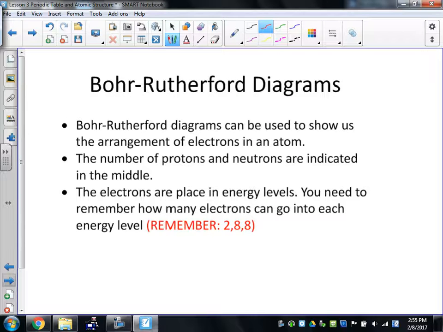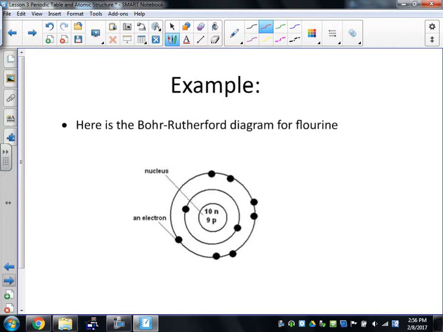All right. So let's see. Oh, okay. Bohr-Rutherford diagrams. Now, this comes back to protons, electrons, neutrons still. So we still need to use those, exactly what we did. The number of protons and neutrons, of course, are the nucleus. The electrons go in the energy levels around. And you've got to remember, it goes 2, 8, 8, okay? And that's how it works. So I'll show you, probably the best diagram is kind of something like this here, okay?